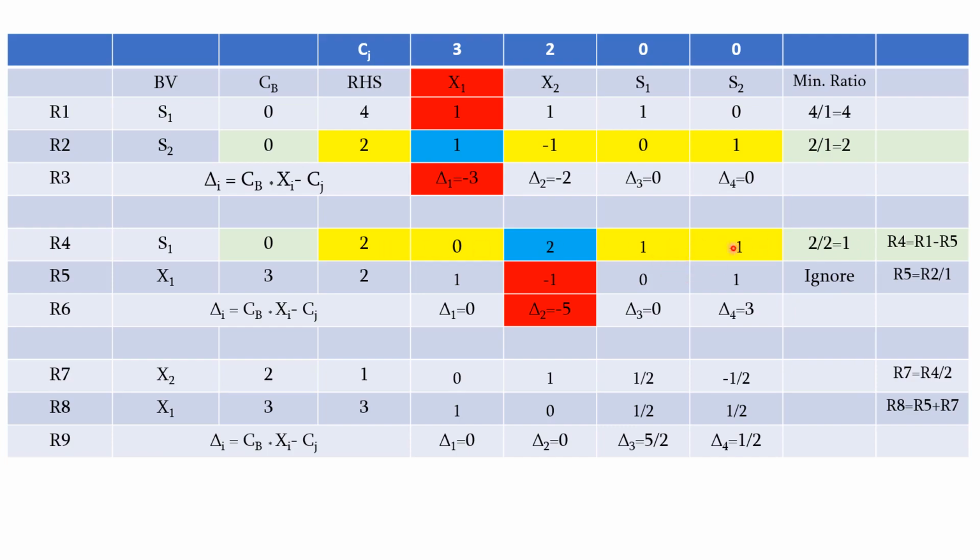Then after that, the corresponding element at the intersection of the pivotal row and pivotal column, this 2, is the pivotal element. So we have to make this 1. So you have to do the row operation for R4.